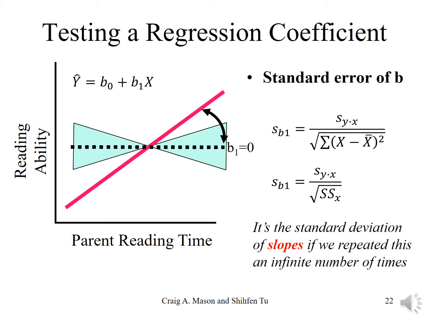Is it so large that it's highly unlikely we would have randomly ended up with a sample where the regression coefficient is that big if the real value for the effect in the population is 0? If it is, then I can reject the null and conclude that it's just too unlikely to be random. The effect or slope in the population is not 0, and I can reject the null hypothesis.